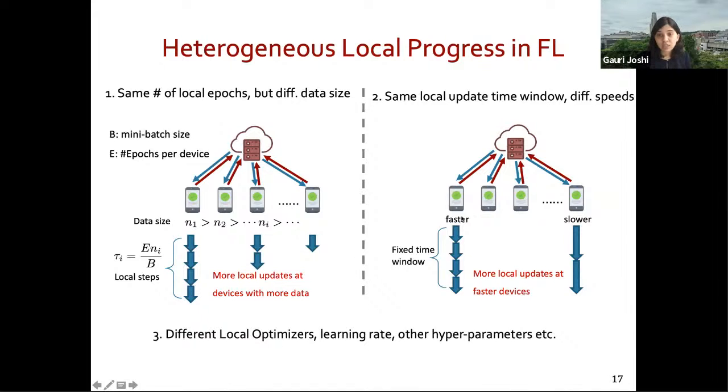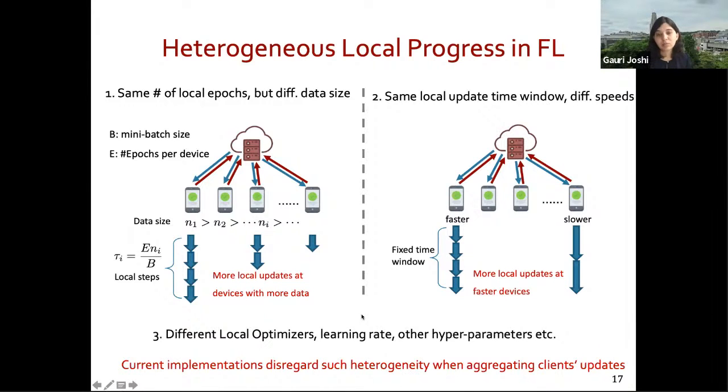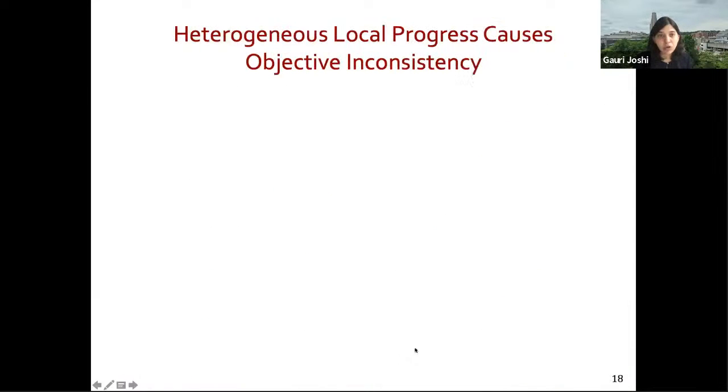So such heterogeneity already exists in current implementations, but the algorithms that are used currently do not consider this heterogeneity. They just use the standard federated averaging setting. This can be problematic because heterogeneous local progress leads to optimizing a wrong objective function. Let me explain that using an example.